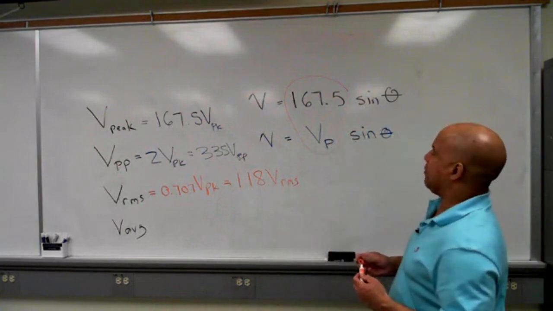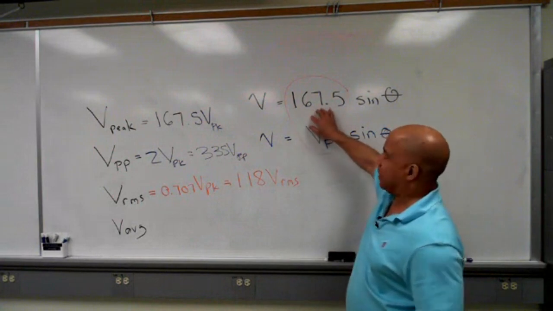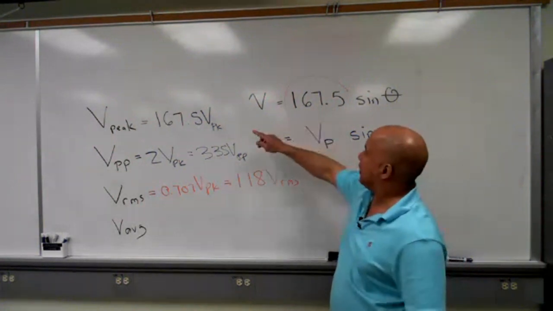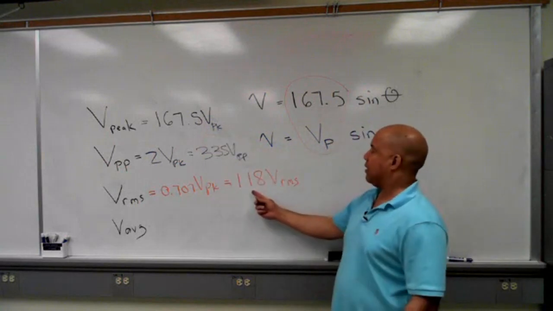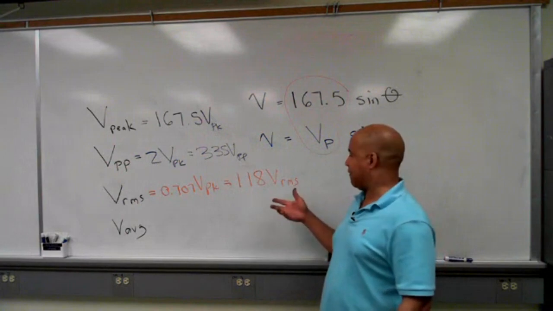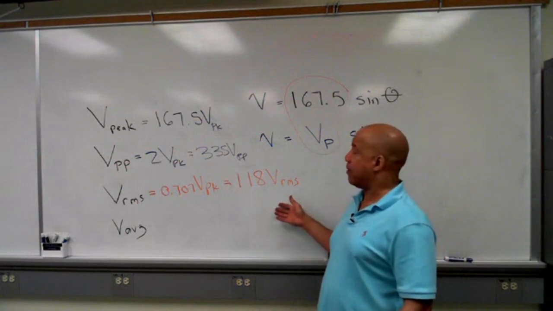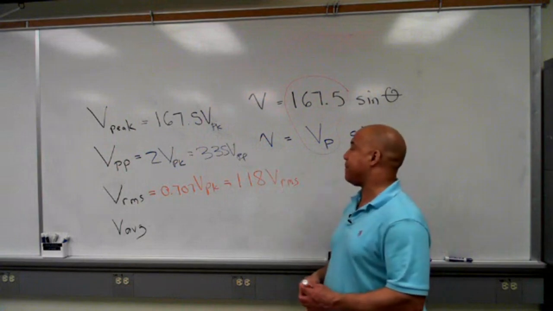What does that mean? Well, it means that when this generator generates that voltage of 167.5 volts peak, it's doing the same amount of electrical work as a 118 volt battery. That's the effective value, or the RMS value. This equates it to DC, which makes it very, very important.